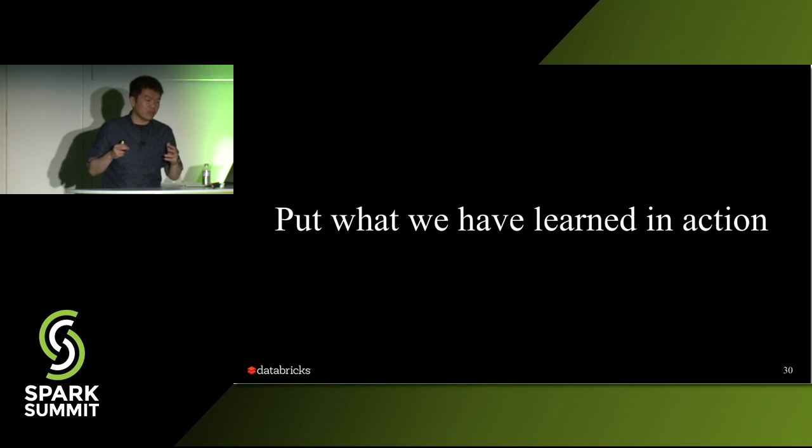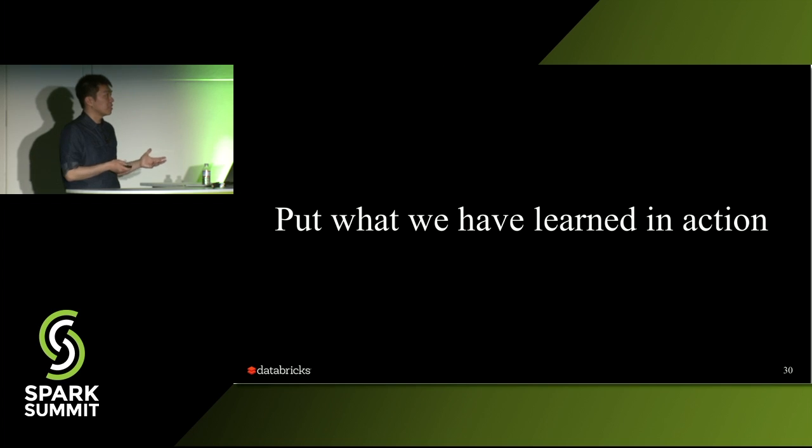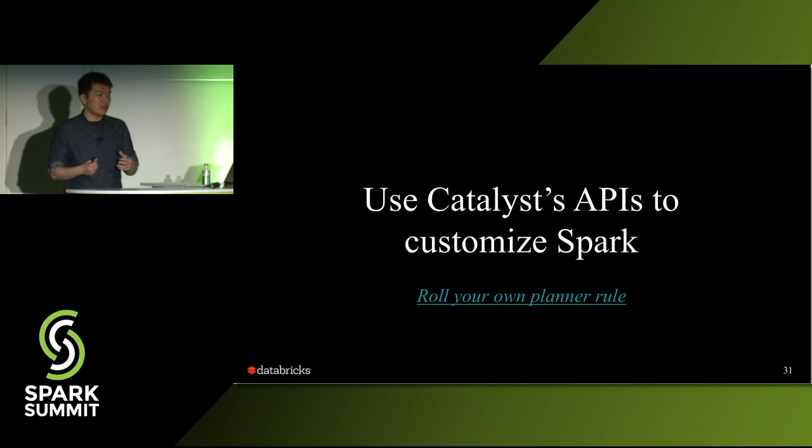So now we have learned how Catalyst works, so let's put what we just learned into action. What I'm going to show you right here is how to use the Catalyst API to customize Spark without changing the code of Spark. I want to show you an example of plugging in a special query planner rule to speed up a certain kind of query.